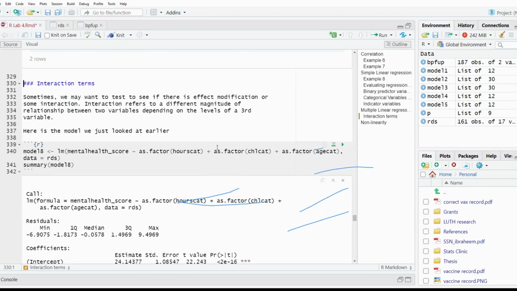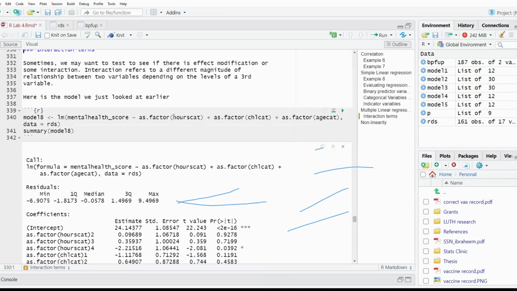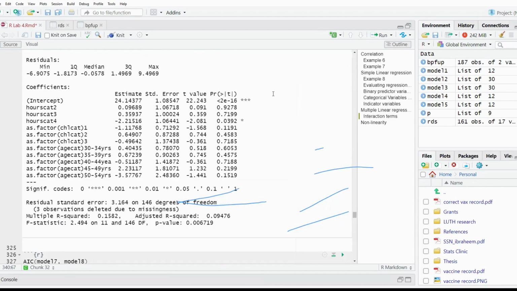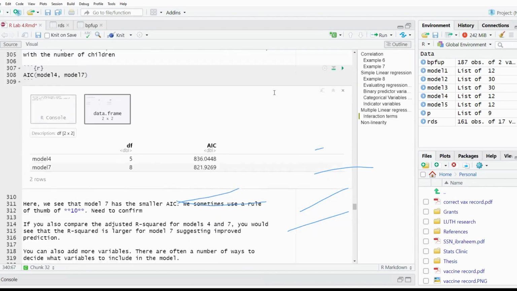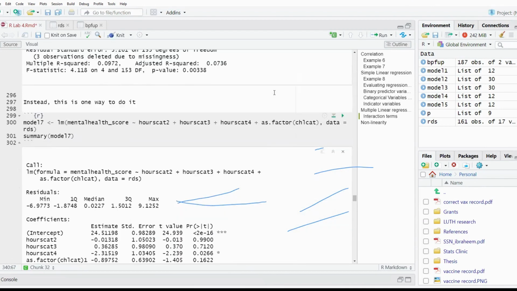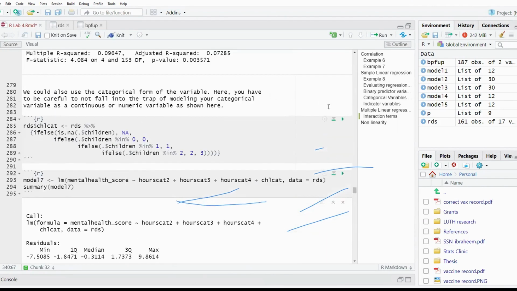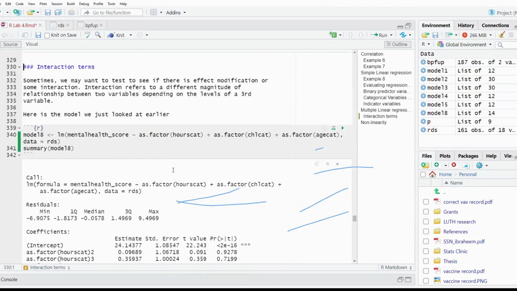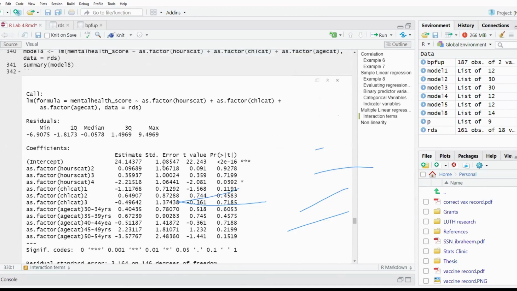All right. So if you look at this model where you have hours category, the number of children category as well, and the age. If you run this model, I didn't create that, so there were skip lines. Let me create that. So if you create this variable and now run this model, look at this model carefully.